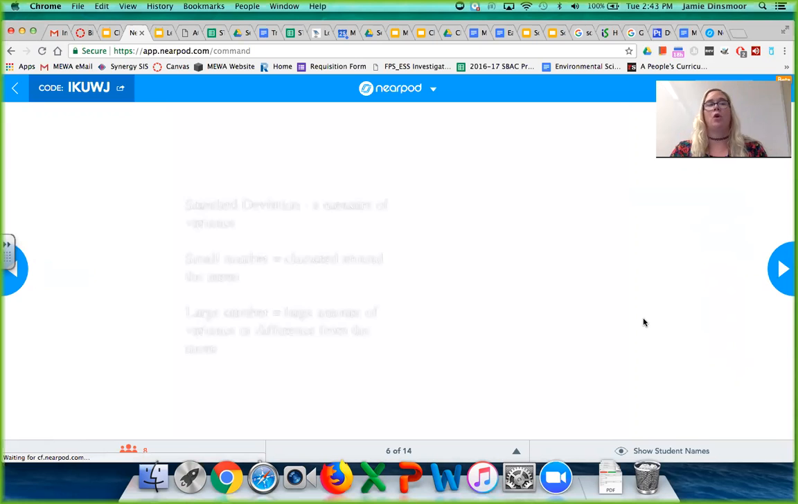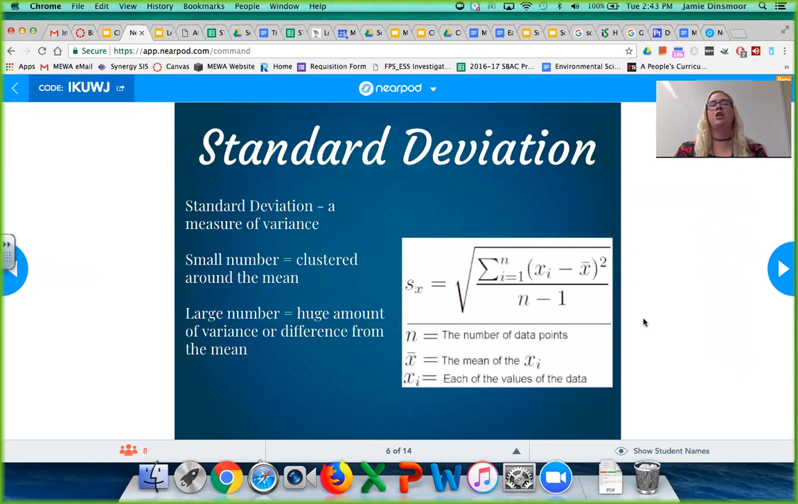So moving onward, standard deviation is another really, really common one. If you take advanced math classes, or you major in a science or take a science in college, you will have to do this. Standard deviation is a measure of variance. So it's another way to report the variance. In this case, it is the square root of the variance. It means the same kind of thing.